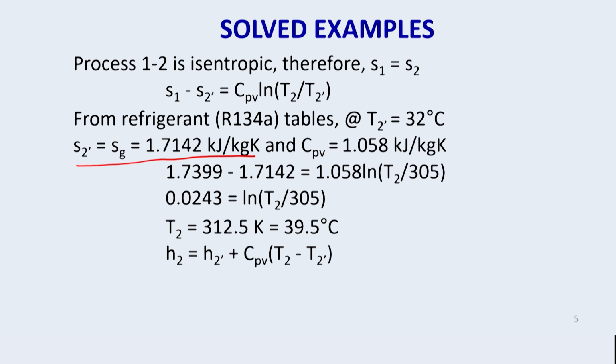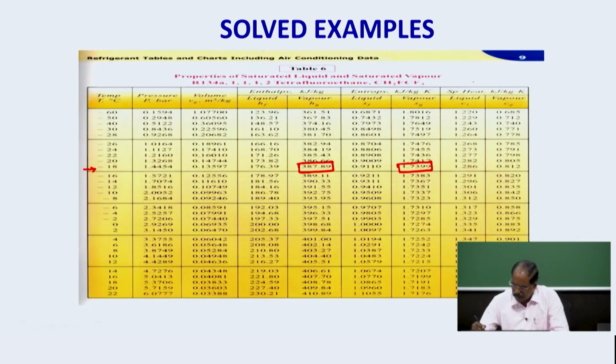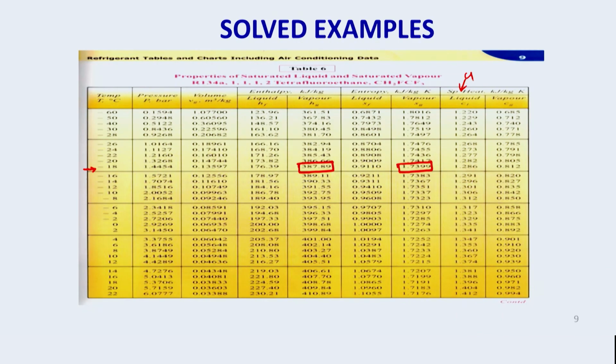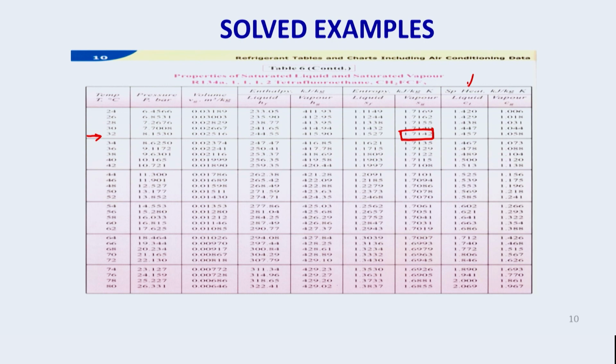Now Cp of vapor also can be taken from the same table corresponding to 32 degrees centigrade. The last two columns are Cp of liquid, and this one is Cp of vapor. Anyway, this is the first page, so this is minus 18. Let us go to the next page where 32 degrees centigrade is there. So this is Cp of liquid and this is Cp of vapor.